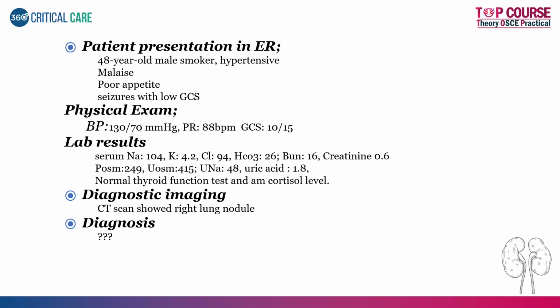On laboratory evaluation, because of all of this issue, they found that the patient had a sodium value of 104, potassium 4.2, chloride of 94, bicarb was slightly higher at 26, with a BUN of 16 and creatinine of 0.6 milligrams per deciliter. The osmolarity was found to be around 249, that is the plasma osmolarity, and the urine osmolarity was 415, with urinary sodium being 48 and uric acid 1.8. Patient had a normal thyroid function test and a cortisol level. CT showed a right lung nodule. So what is the probable diagnosis?